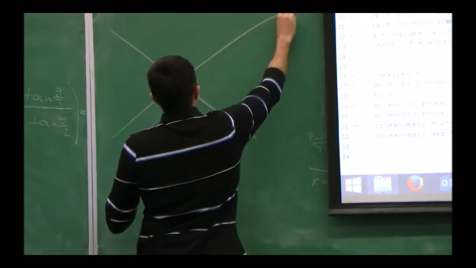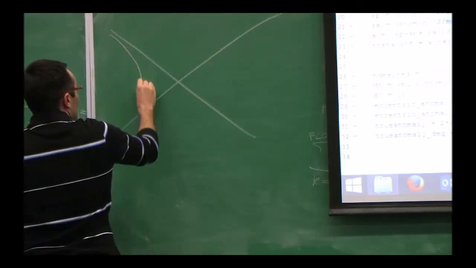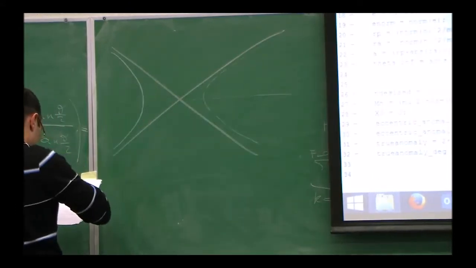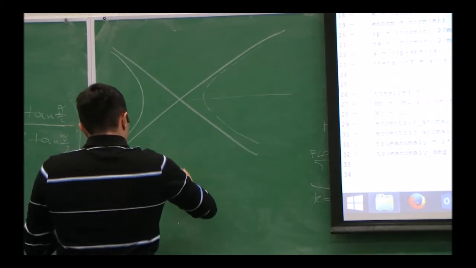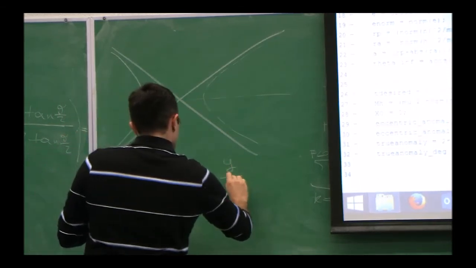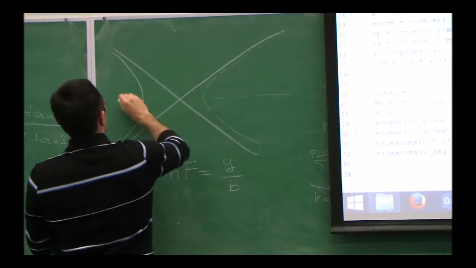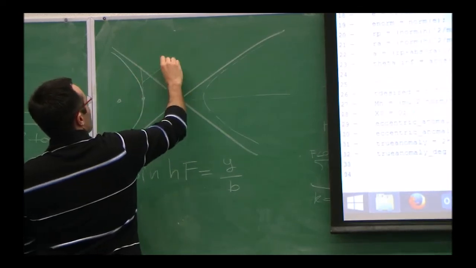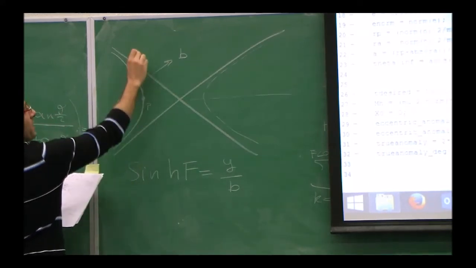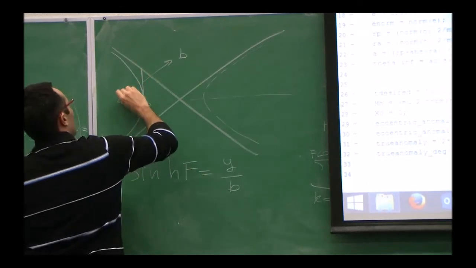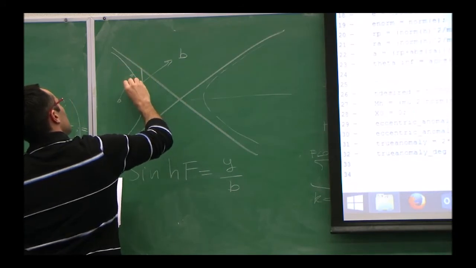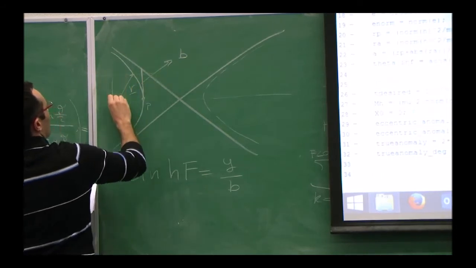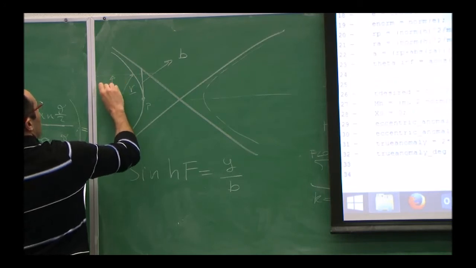So f, if these are your asymptotes and this is your real trajectory, the other side is of course the vacant hyperbola. So this is the definition of f: hyperbolic sine of f is y over b. Let's see. This distance here is b, so this is your perigee, and you go vertical to the line of apsides. This distance is b, and this is your r vector, of course. And so your distance of the spacecraft from the line of apsides is y.